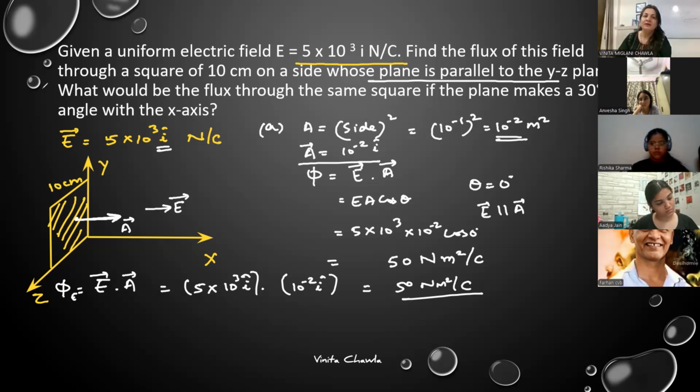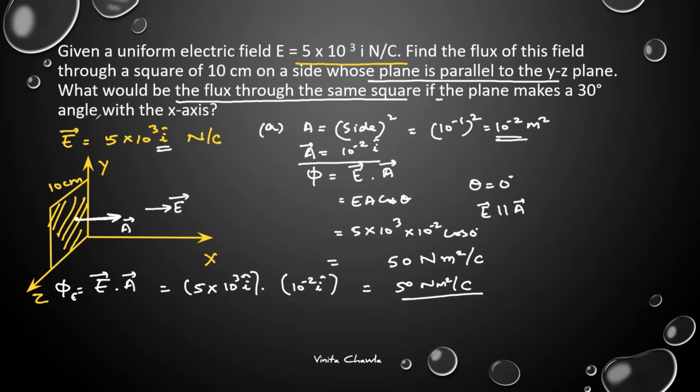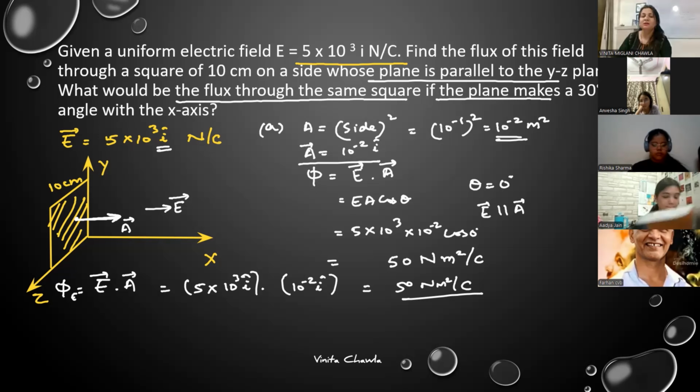अब सेकंड हाफ में क्या है इसके, व्हाट वुड बी द फ्लक्स थ्रू द सेम स्क्वायर. फ्लक्स क्या होगा थ्रू द सेम स्क्वायर इफ द प्लेन मेक्स एन एंगल ऑफ 30 डिग्री विद द एक्स एक्सिस. अगर वो एक्स एक्सिस के साथ 30 डिग्री एंगल बना रहा है प्लेन, तो अभी इस टाइम प्लेन कैसा है हमारा, वो एक्स एक्सिस के साथ 30 डिग्री का एंगल बना रहा है, मतलब ऐसे.